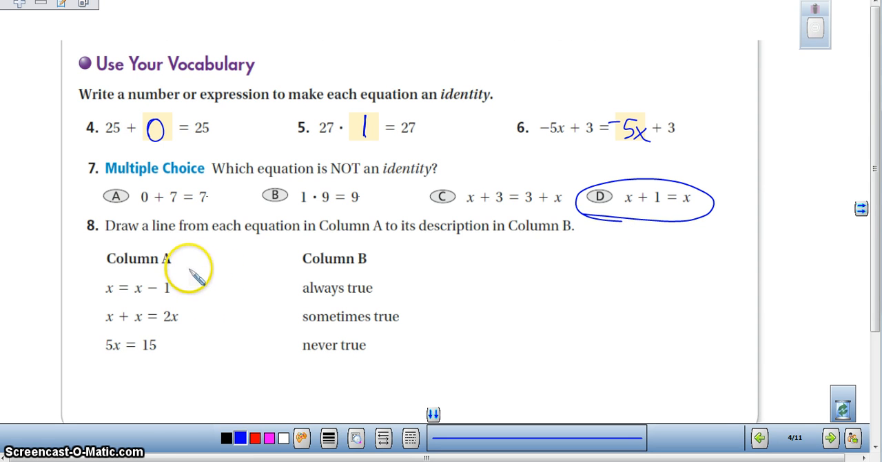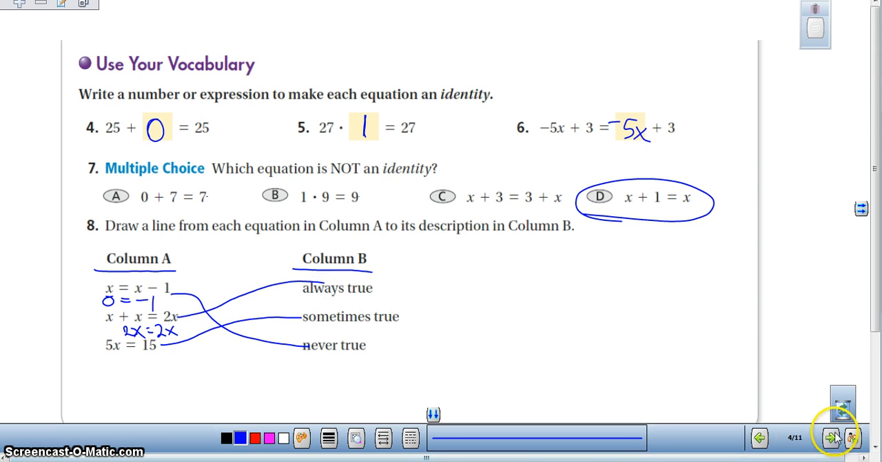As you look at these equations in column A, read through each one and think, is it always, sometimes, or never true? 5x equals 15. Is it true for every number? No, it's true for just some of them. x equals x minus 1. Well, this would never be true for any value because if you solve this, you'd end up with 0 equals negative 1. And when we look at our second equation, x plus x is actually 2x. And if 2x has to be equal to 2x, that is always true.